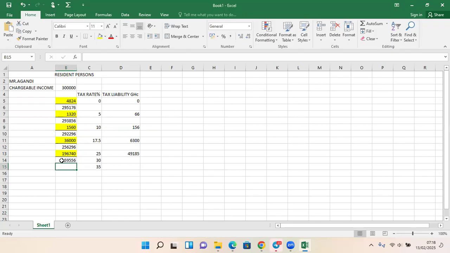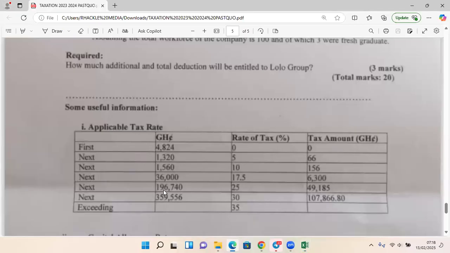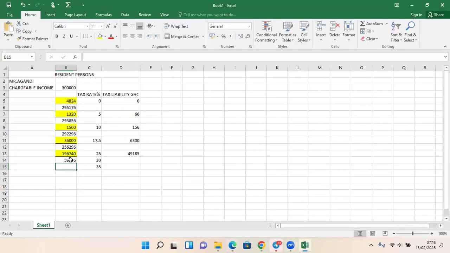The one that is left will be sent to the next tax rate. If there will still be an amount that is bigger than 359,556, then after doing it, we push the rest to the next one and apply the 35% tax rate. So we apply this 359,556 on the tax rate, 0.3 times this. This is what we are getting. Yes, the total tax liability.